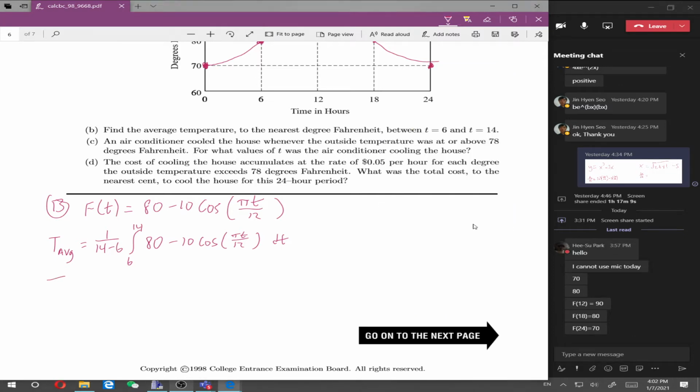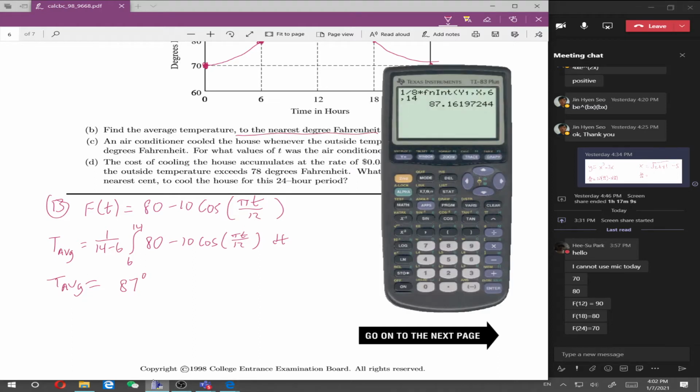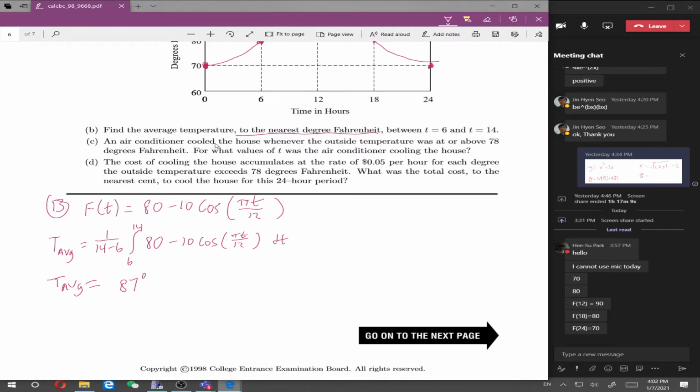Okay, so our average temperature was 87 degrees, because they asked us to the nearest degree Fahrenheit. Any questions on B? Okay. No. For C.